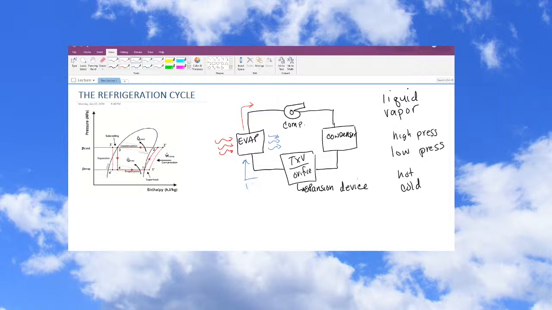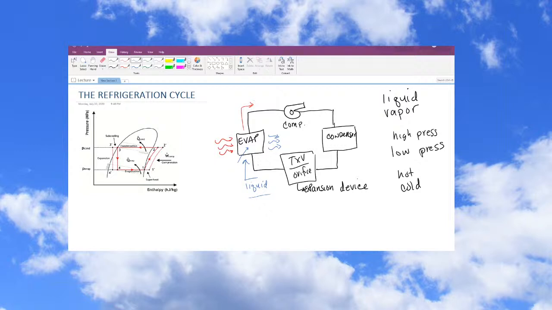So I need it to be a liquid initially, because if it's already a vapor, the phase change is not going to occur. It's not going to absorb near as much heat. So I need it to be a liquid, but I need that phase change to occur in the evaporator. Now, what that means is I need to strategically place the pressure of this liquid and the temperature of this liquid so that when it hits this evaporator, this change occurs.